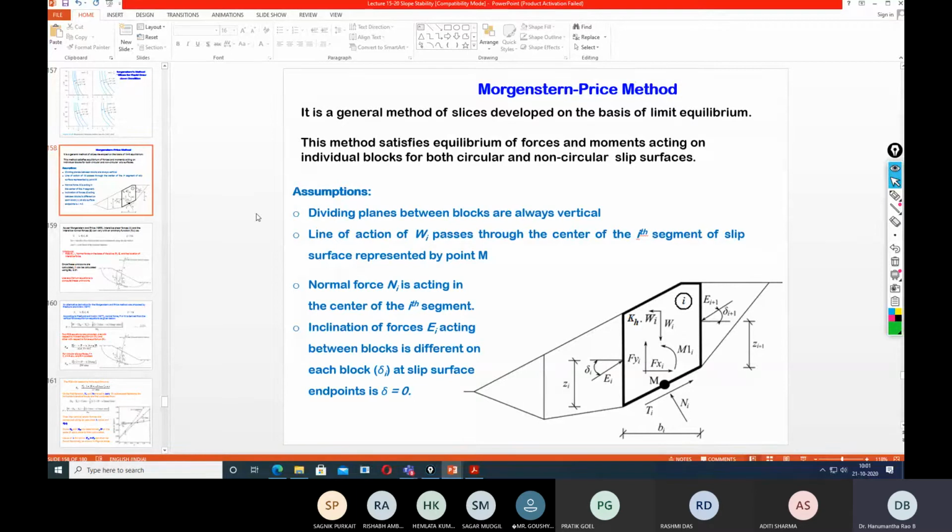So, yesterday we were discussing the Bishop's method, the Bishop's modified method, for determining the factor of safety, and we also saw how to derive a slope stability equation for determining the factor of safety. But we missed a lot of things in between, so I will try to cover some internal things, like the fundamental assumptions involved in each and every method.